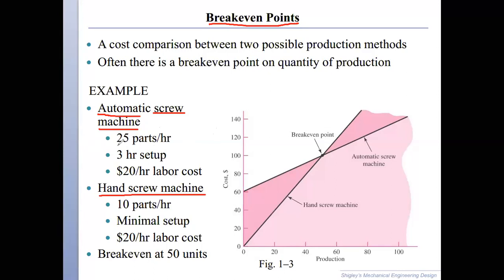For example, when we make screws with the automatic machine, it makes 25 parts per hour, and there is a setup time of 3 hours. In these 3 hours the machine doesn't produce anything; you have to set it up and make the machine ready. Theek hai ji. Let's say the labor cost is 20 rupees per hour, or dollars per hour. Theek hai ji.